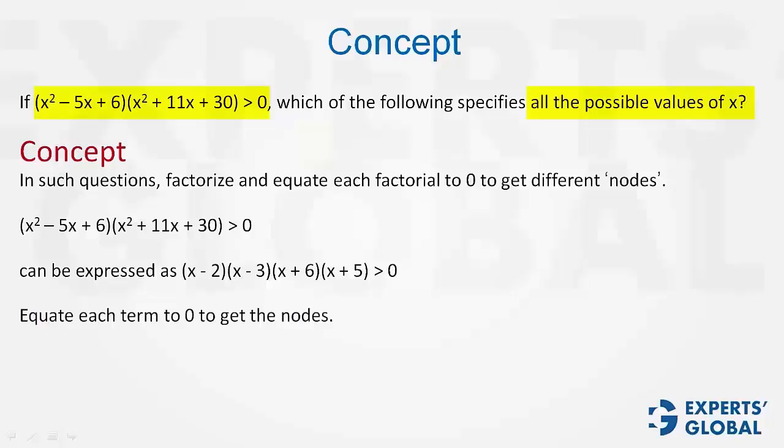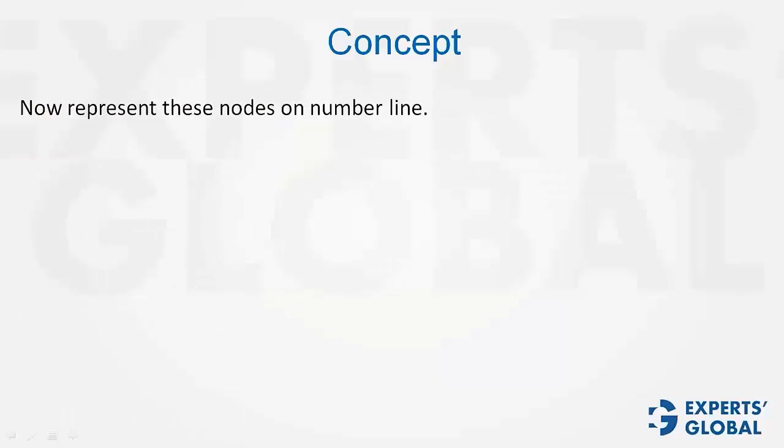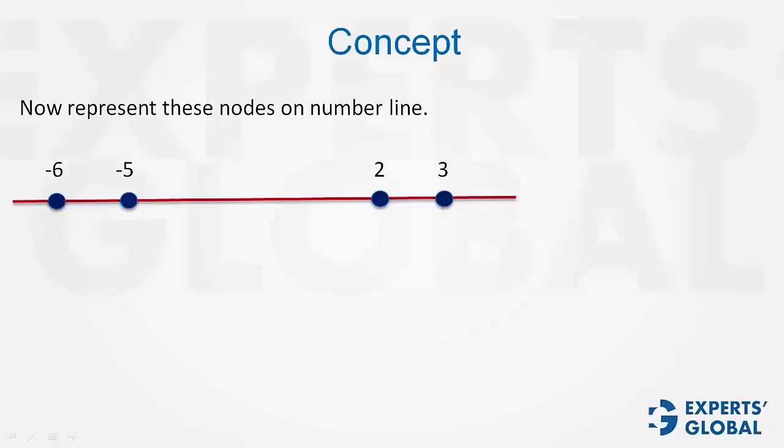Now the concept is that you have to equate each term to 0 to get the nodes. The value of this polynomial would be 0 for 4 different values of x, the 4 values for which each of the 4 terms becomes equal to 0. These values are 2, 3, -6, and -5. The next step is to represent these nodes on the number line. These are the 4 values, and we have to think of what happens to the sign of the polynomial as per these values on the number line.